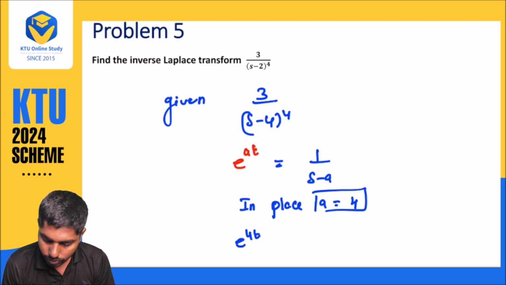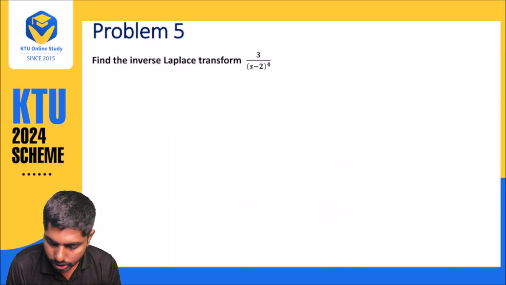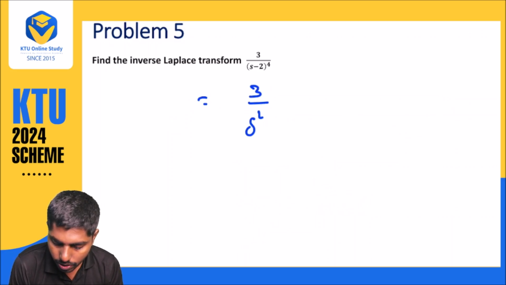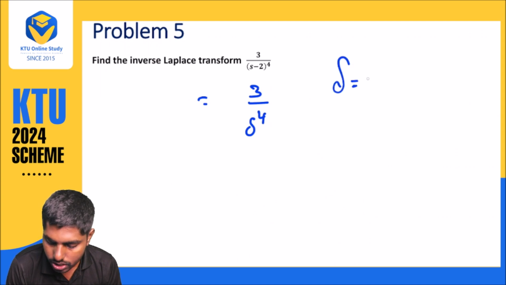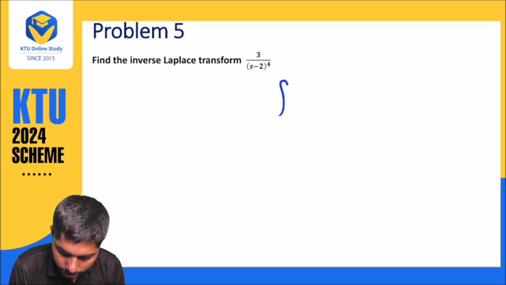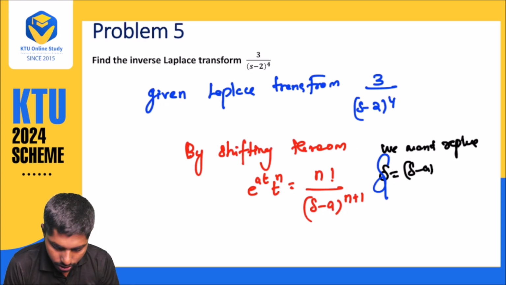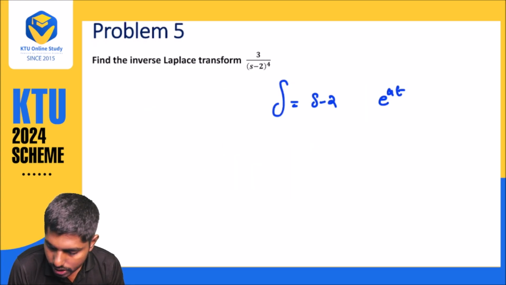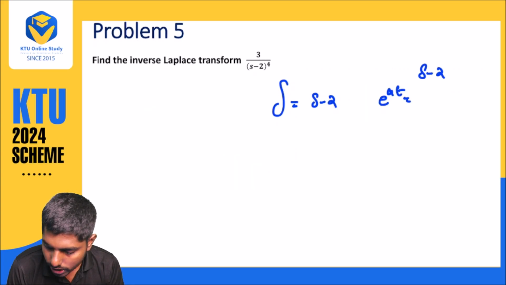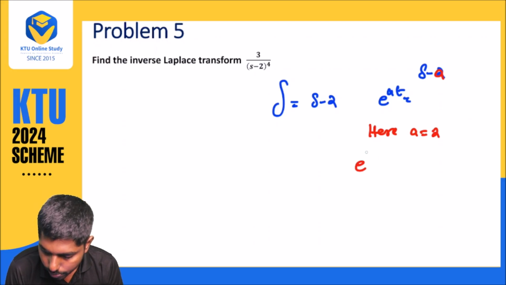Now we will be taking x minus a as capital X. So now just convert into the capital X formula, that is 3 into 1 by capital X power 4, where capital X is equal to x minus 2. So what is capital X? Capital X is equal to x minus 2, you take it. We know the thing, e power at with x minus a, here a is equal to 2. So here a equal to 2, so we know e power 2t.